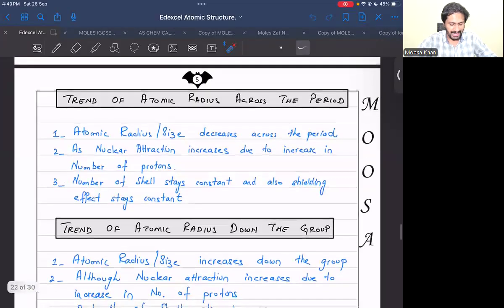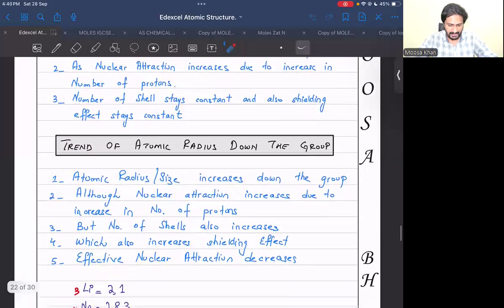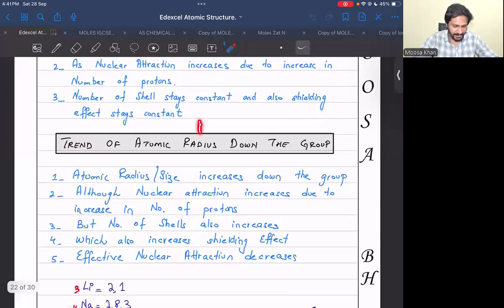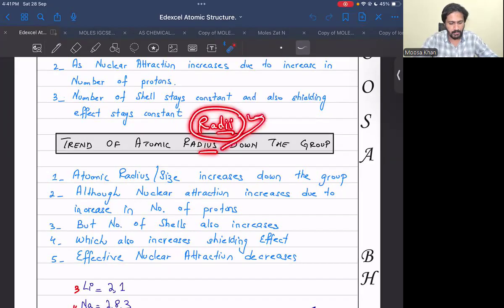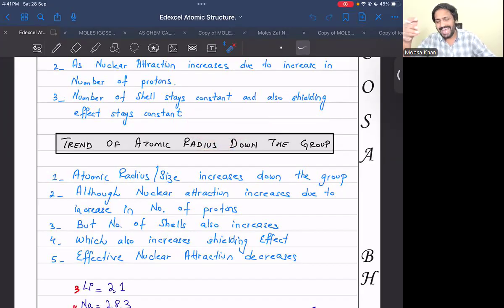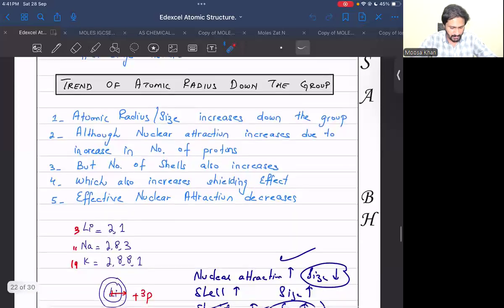Now, again, same, you have to discuss the trend of atomic radius down the group. Sometimes they write radius as radii, and radii is basically the plural of radius. So if you see the word radii, it means it is the plural for radius. It's the same thing. Now down the group, the size of atom increases, right? And why does the size of atom increase? Because as you move down the group, the number of shells increases. But nuclear attraction is also increasing down the group as the number of protons is also increasing.